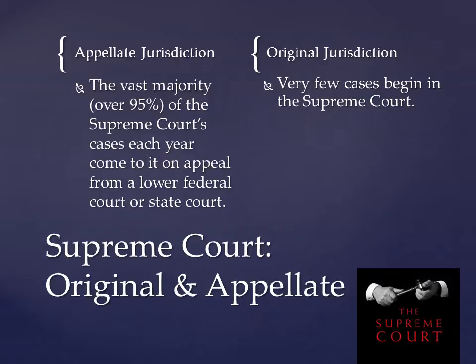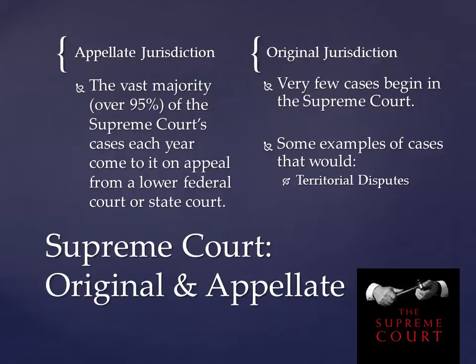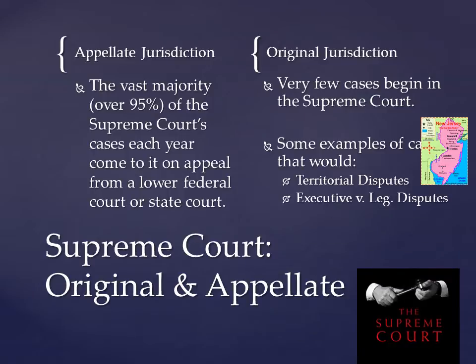Some examples of cases in which the Supreme Court would hear it first include territorial disputes, say for example if New York and New Jersey were disputing territorial boundaries, or a case in which the executive of the United States was in dispute with the legislature. For example, the case of the United States versus Nixon, which went directly to the Supreme Court for a decision.